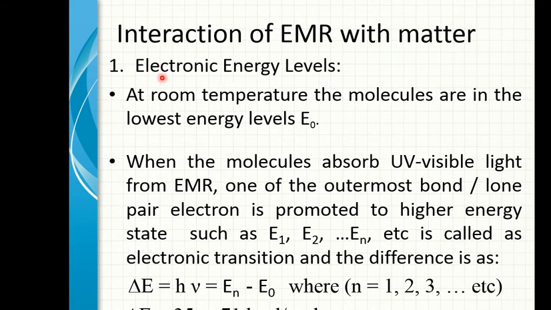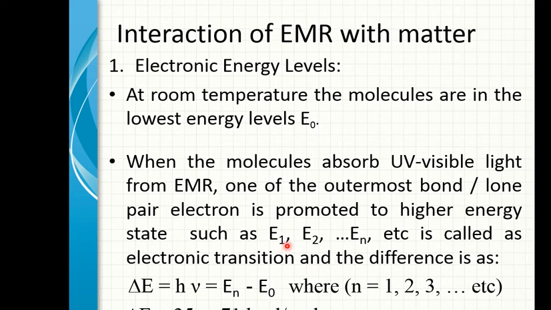This one is the electronic energy level. At room temperature, the molecules are in the lowest energy level, which is the stable one. When the molecule absorbs light, namely UV visible light from electromagnetic radiation, one of the outermost electrons, a lone pair of electrons, is promoted to a higher energy state. The transfer of this electron from the lowest energy state to the higher energy state is called electronic transition.